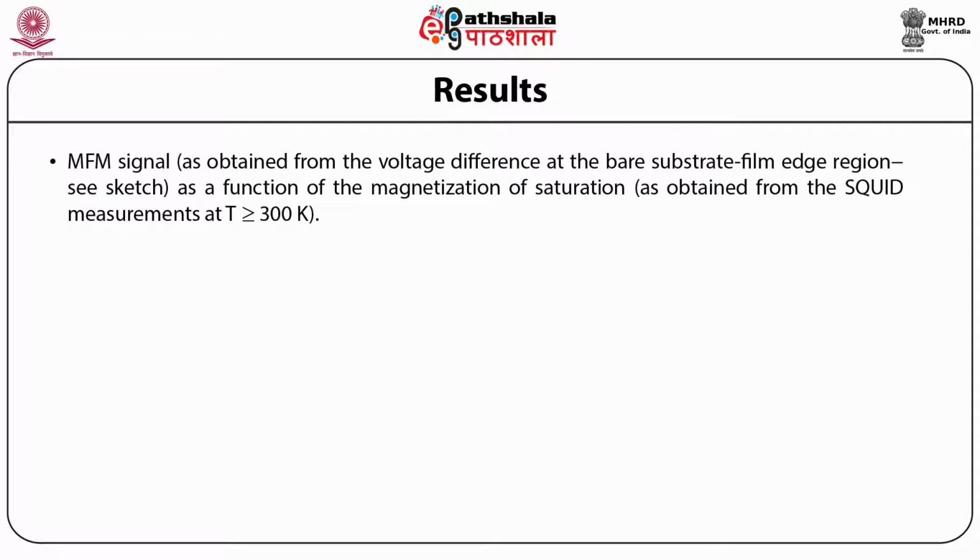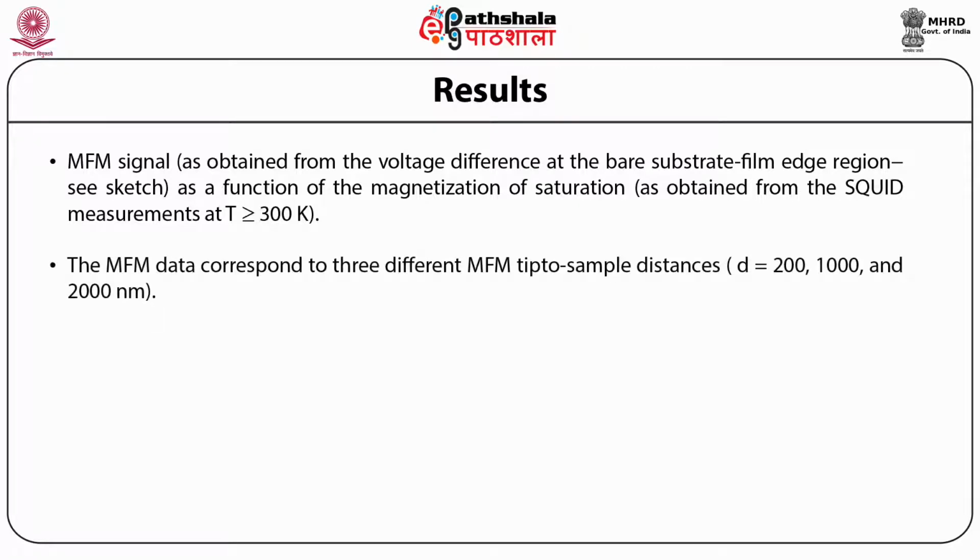MFM signal, as obtained from the voltage differences at the bare substrate film edge region, see sketch, as a function of the magnetization of saturation as obtained from the SQUID measurements at temperature greater than or equivalent to 300 degrees Kelvin. The MFM data correspond to three different MFM tip to sample distances, that is d is equal to 200, then 1000 and 2000 nanometers.